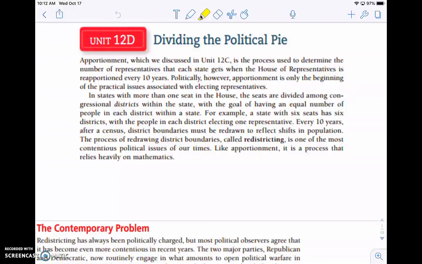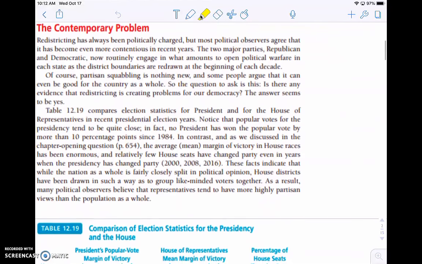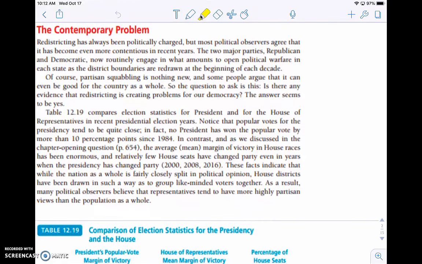Now the process of drawing these boundaries is called redistricting and is quite contentious, and there's a lot of math involved, but in order to understand why we do some of the math, it's a good idea to get a little bit of background on some of these things. So this first part is going to be looking at the process a little bit, just some basics before we get into the math.